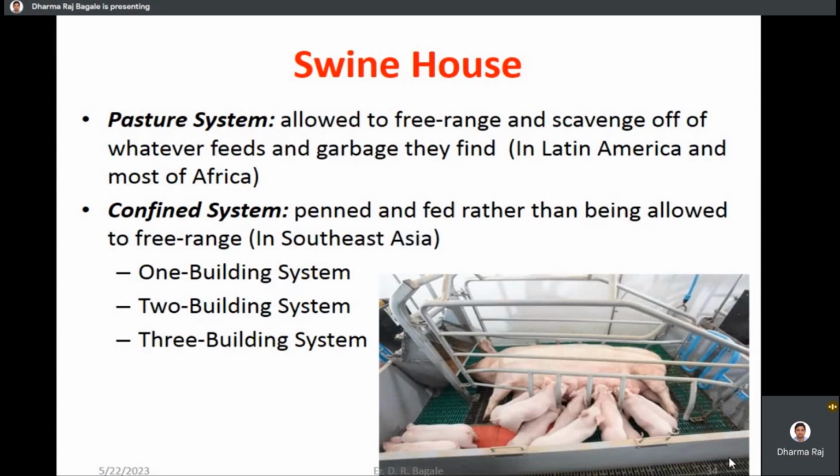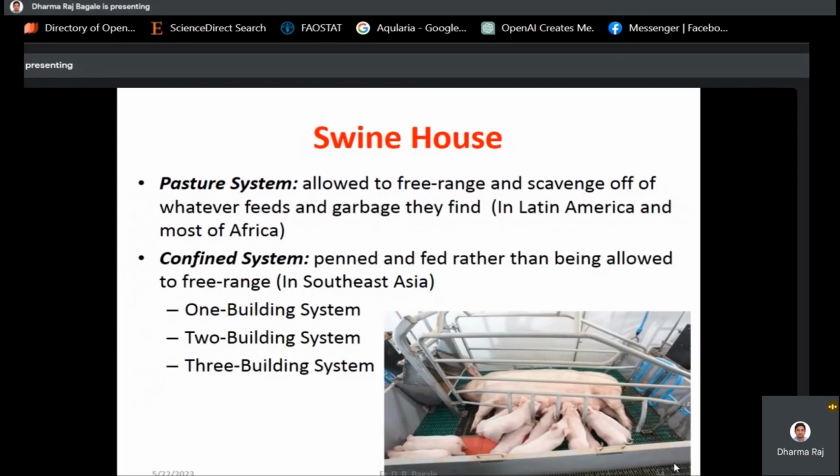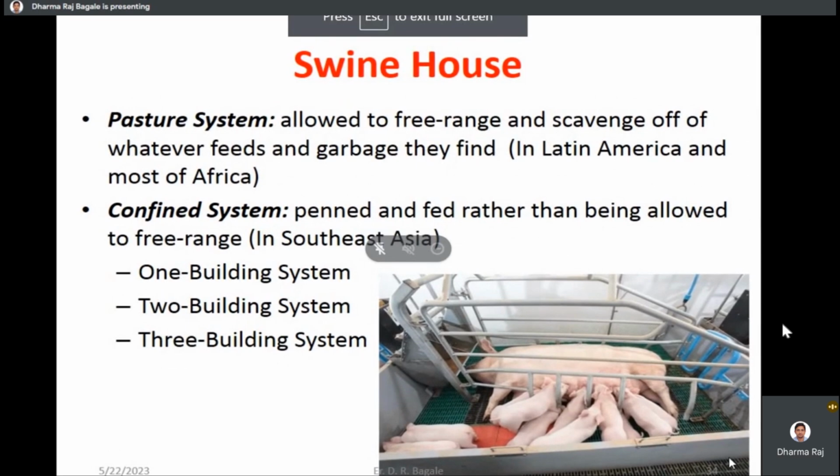Then two systems of swine rearing we find. One is the pasture system and another is the confined system. In the pasture system, the pigs are allowed to range freely on the land, and whatever they get in the garbage they find, they feed on.